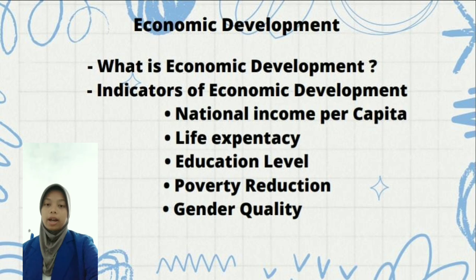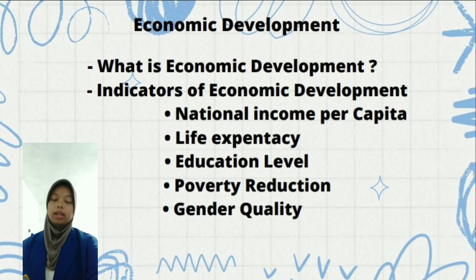Okay, so guys, the conclusion is economic development goes beyond increasing economic figures like GDP. It encompasses quality of life, social welfare, and equity. The indicators help assess how a country progresses in achieving comprehensive and sustainable development. I think that's all about my explanation.